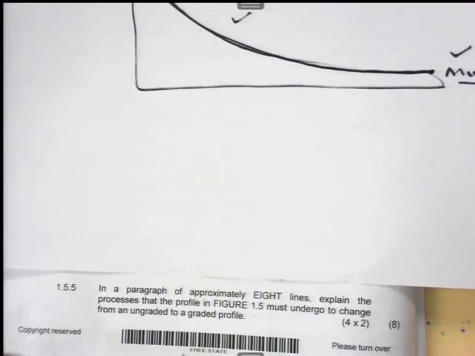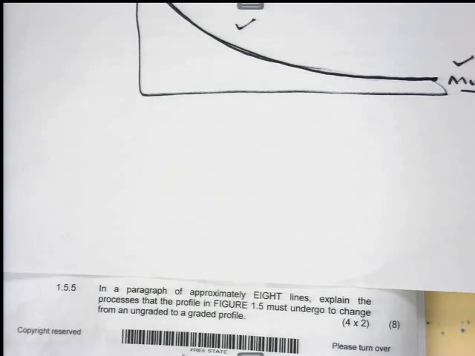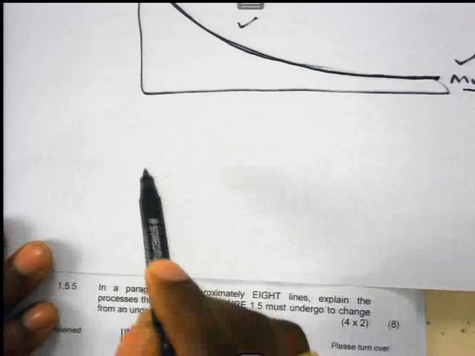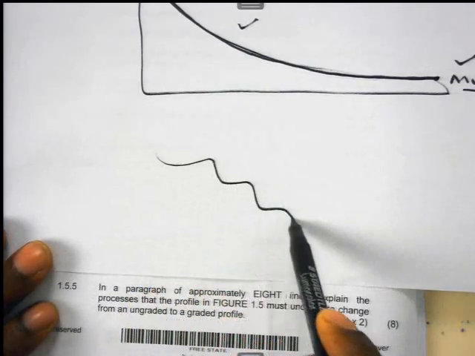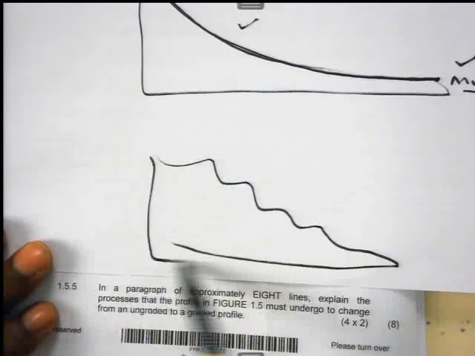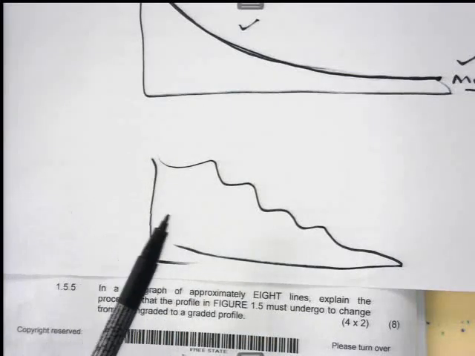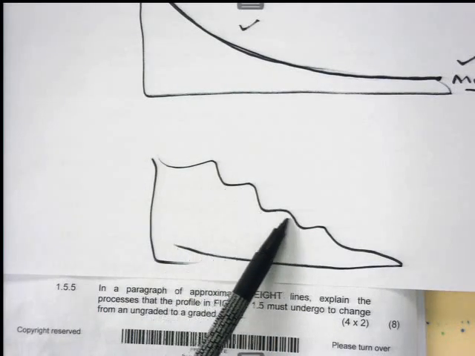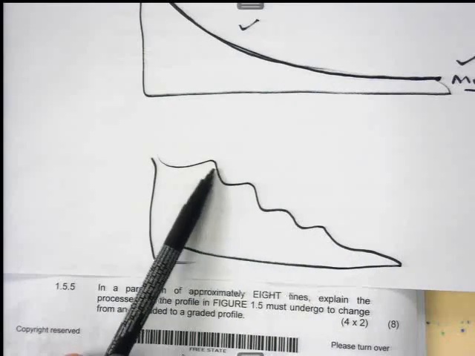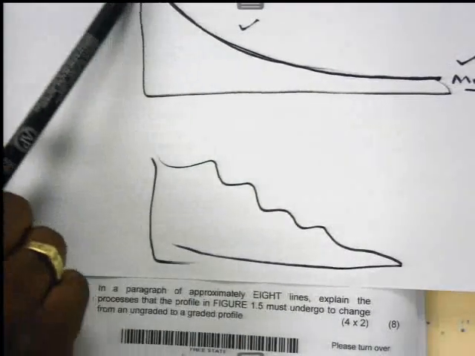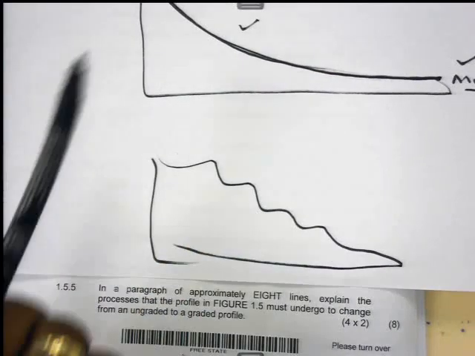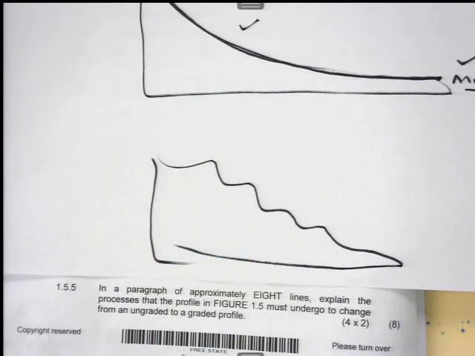And then the last question that was very, very poorly answered is this one here, 1.1.5. In approximately 8 lines, explain the processes that the profile in figure 1.5 must undergo to change from ungraded to graded. So you are just asked that what you saw in your question paper was ungraded. Now we want to know what must happen for these temporary base levels of erosion to be removed so that the river becomes graded.